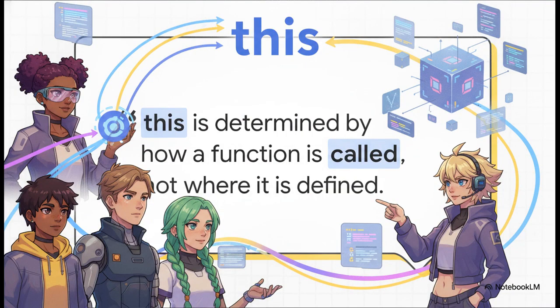So it all boils down to this fantastic pro tip from our source material. This is determined by how a function is called, not where it is defined. Really let that sink in for a second. It honestly doesn't matter where you originally typed the code on your screen. The only thing that matters is who is invoking it in that specific exact moment. Who is calling it into action? That caller is the owner, and that owner is what defines what this represents. It's such a powerful, memorable way to sum up the whole ownership model.